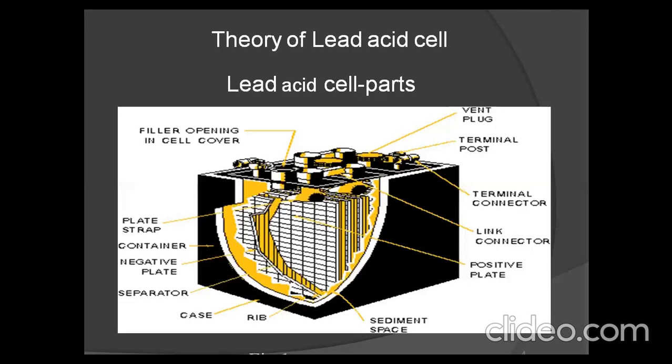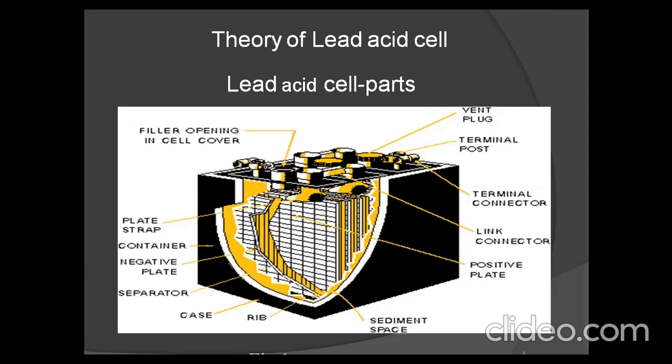Then, lead acid cell parts. This is the practical picture of a lead acid battery. The battery which uses sponge lead and lead peroxide for the conversion of chemical energy into electrical power is called a lead acid battery. The lead acid battery is most commonly used in power stations and substations because it has higher cell voltage and lower cost.